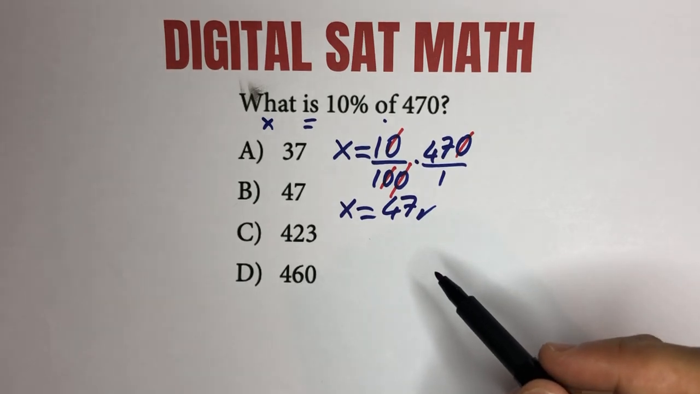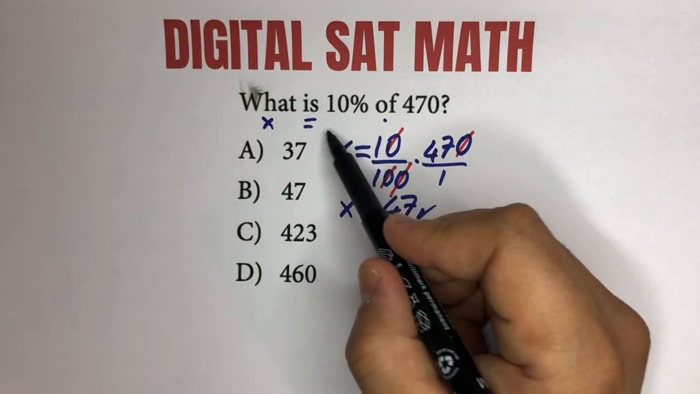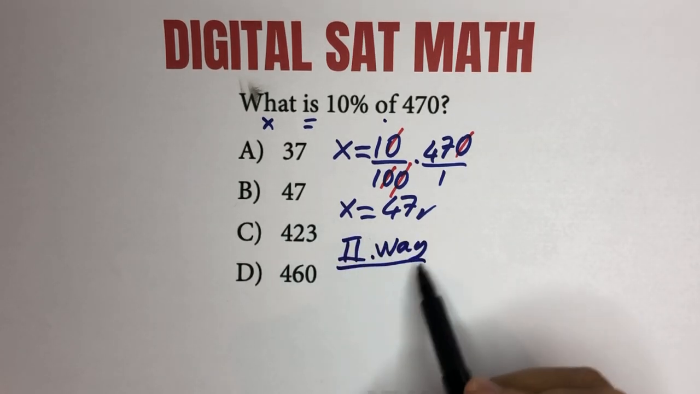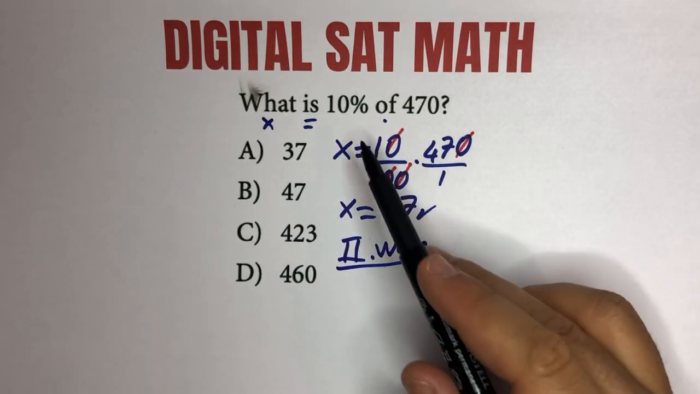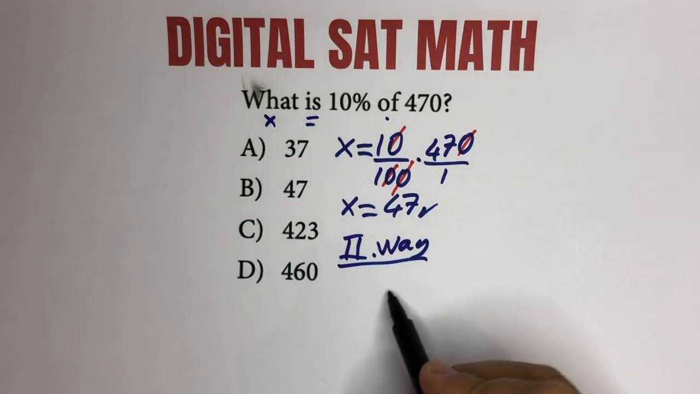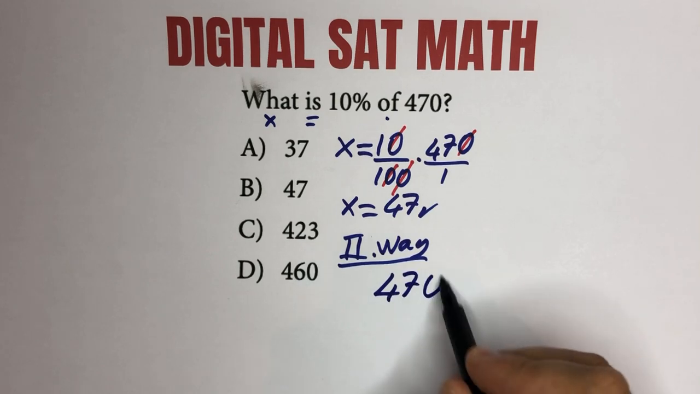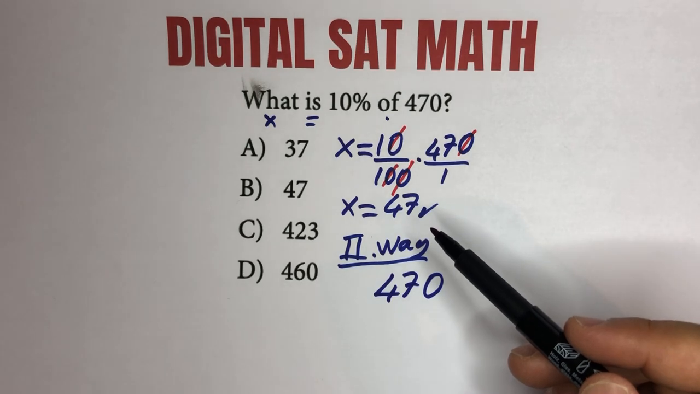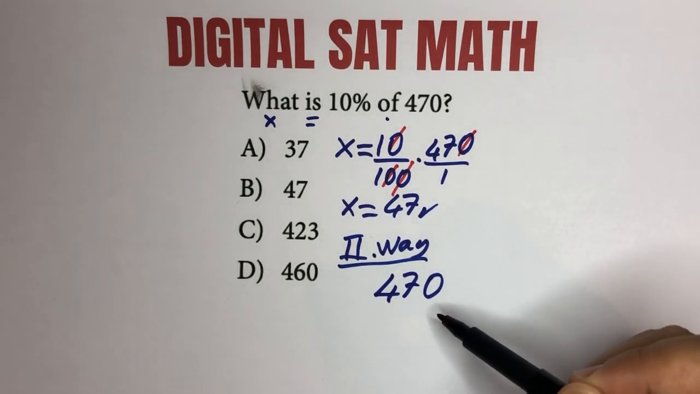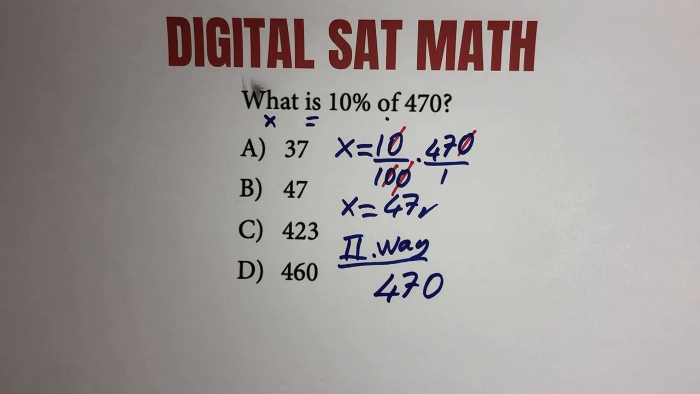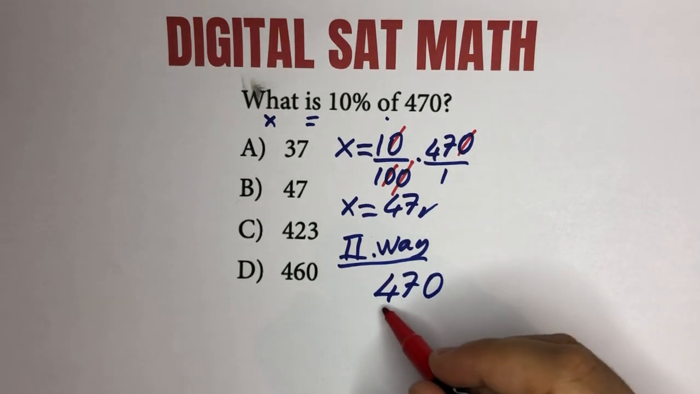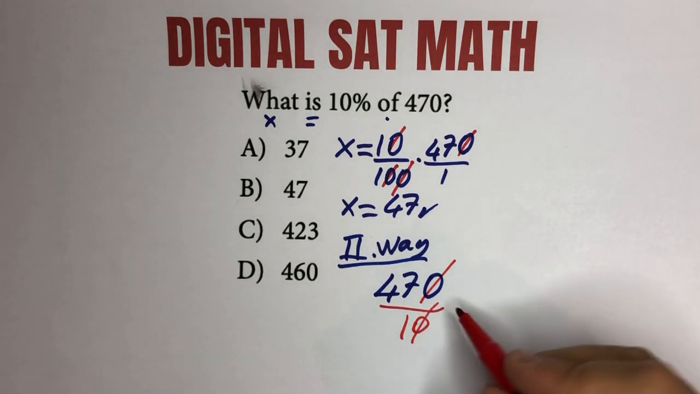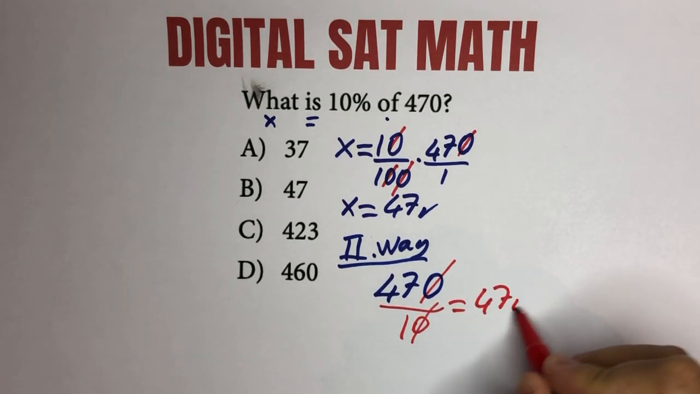Let me show you the second way of solving it. This was the first way, but there is a second way. If you've been asked 10% of 470, technically 10% of something means dividing by 10. And when you are dividing any number by 10, if it ends with 0, you can simplify by removing the last 0. Then your final answer will be, again, 47.